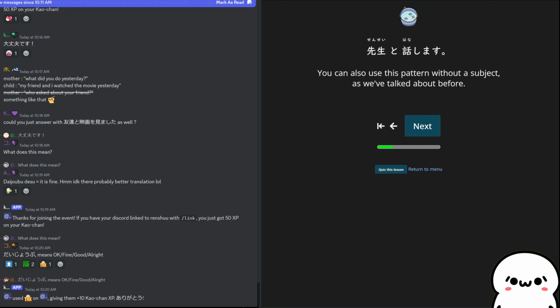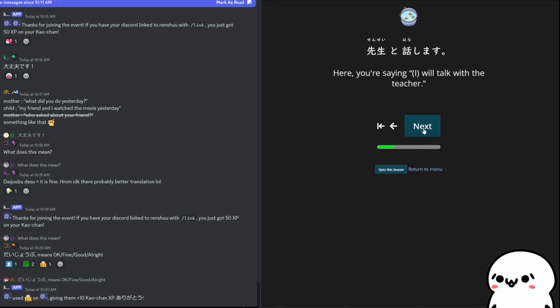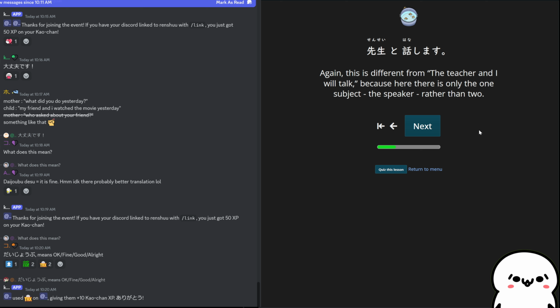先生と話します. And I will talk with the teacher. The I is understood. And in this one, it actually sounds a bit more different. I will talk with the teacher sounds a bit different than the teacher and I will talk. Doesn't it? And I'm going to type these out so you can see these next to each other.